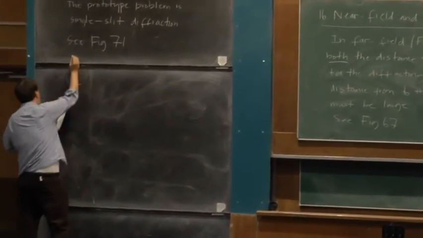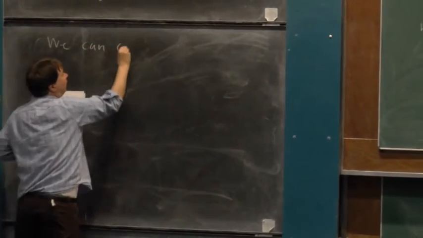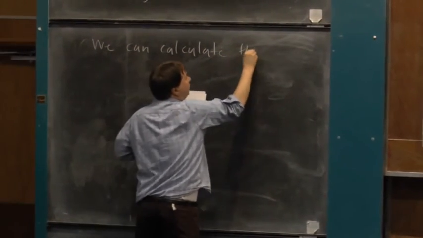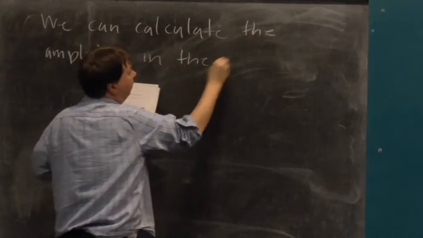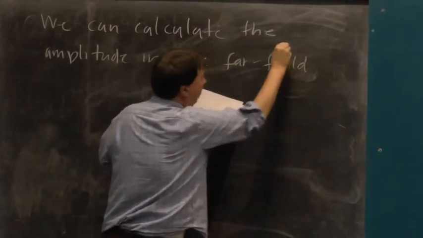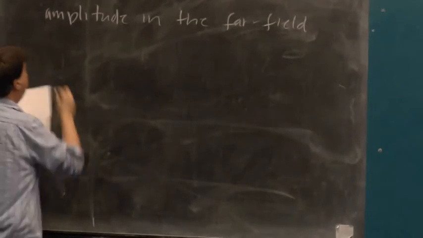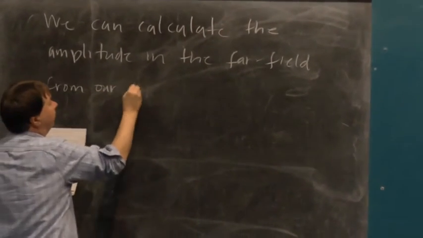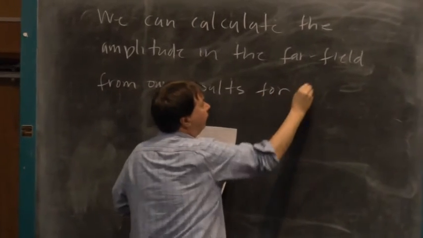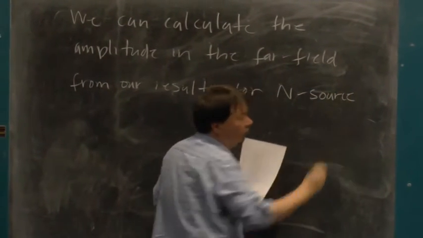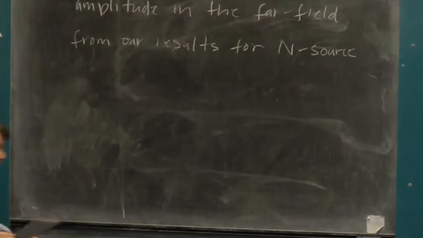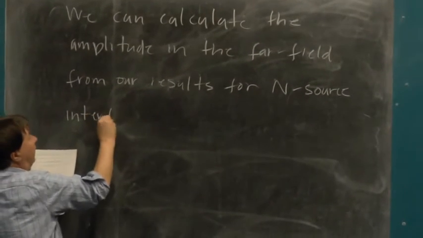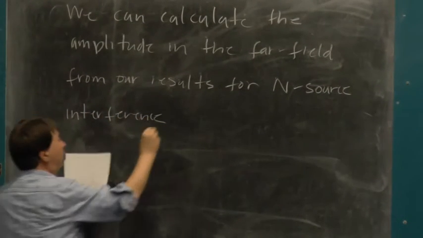And indeed, we're precisely going to use what we did for n-source interference. So we can calculate the amplitude in the far field. We're going to do purely far field for the rest of this lecture, using this plane wave approximation from our results for n-source interference. Last week we effectively did 2 sources, then 5, then many, and I derived this function for n-source interference in the lecture on Friday. Well, basically we can use exactly that approach in the far field by considering the slit.